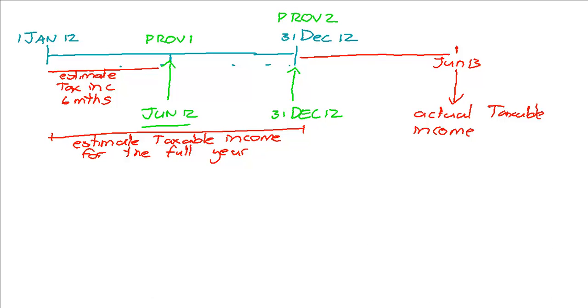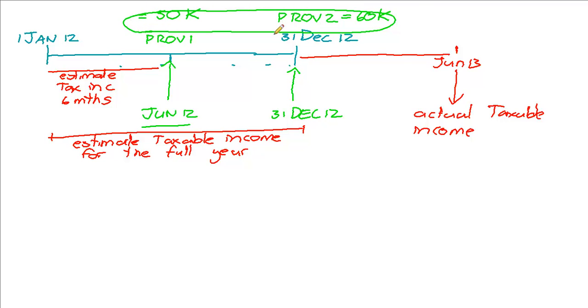So let's assume that my first provisional payment was 50,000 Rand. Let's say my second provisional payment was 60,000 Rand, giving me total provisional payments of 110,000 Rand. Those two added together give me 110,000 Rand.